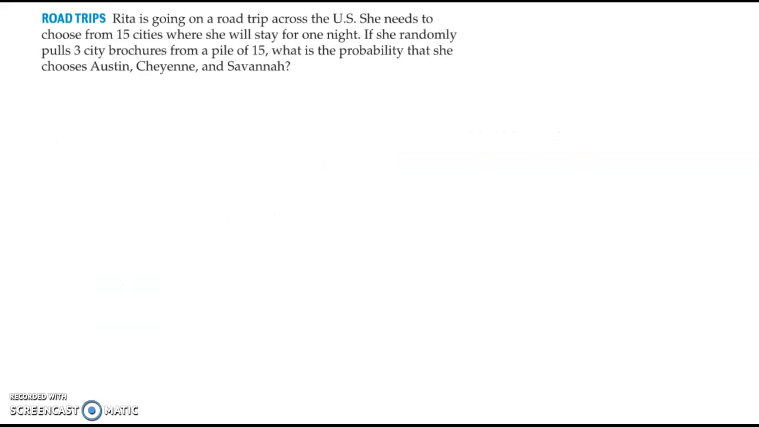Here is our last example. Rita's going on a road trip across the U.S. She needs to choose from 15 cities where she will stay for 1 night. If she randomly pulls 3 city brochures from a pile of 15, what is the probability that she chooses Austin, Cheyenne, and Savannah? I'm going to start with writing my formula. Before you go on, go ahead and stop or pause the video and see if you can determine what the n and the r values are.